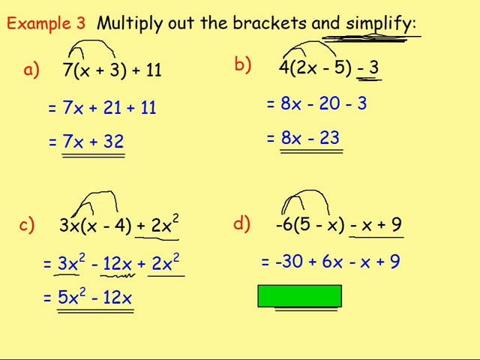If you simplify that, I've got 6x take away x. 6x take away 1x is 5x. And negative 30 add 9. Think back to temperature charts: a negative 30 degrees, if it then went up by 9 degrees, it'd be negative 21. So that's the number. It is indeed, yes.